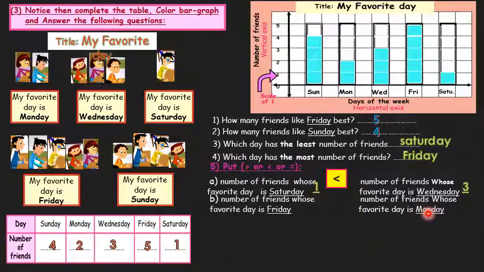And the next, number of friends whose favorite day is Monday. Where is Monday? Here. So I will write here 2. Then I will see which one is bigger. 5 is bigger, so the answer will be bigger than.